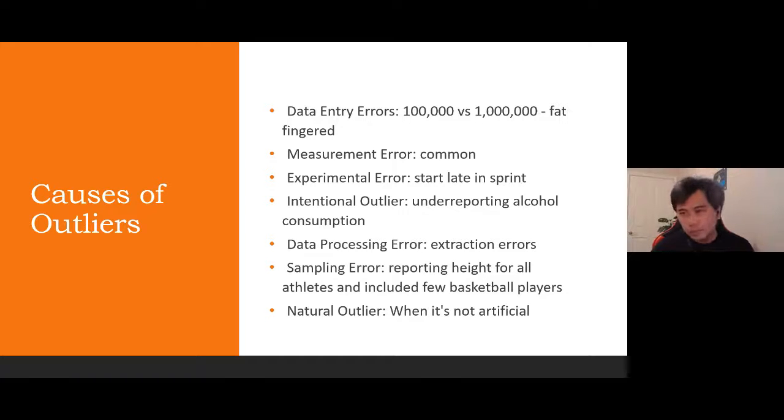Sampling errors would be a good example, such as reporting the heights of all athletes and including basketball players, and the height gets skewed because of that. So it depends on what you're trying to sample too. And then of course the natural outlier, when it's not artificial, it's the real data that's causing the outlier.